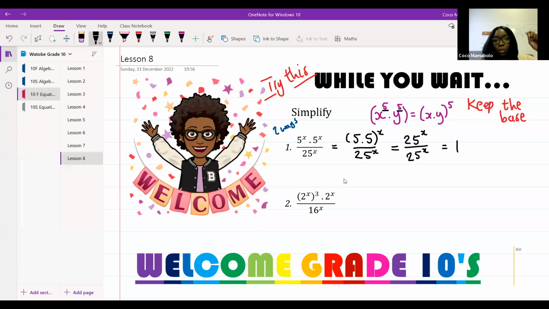So if this one was x plus 1, we would not be able to do this. The only reason we're able to do it is because they both only have a base of x. They both, so not a base, an exponent of x.